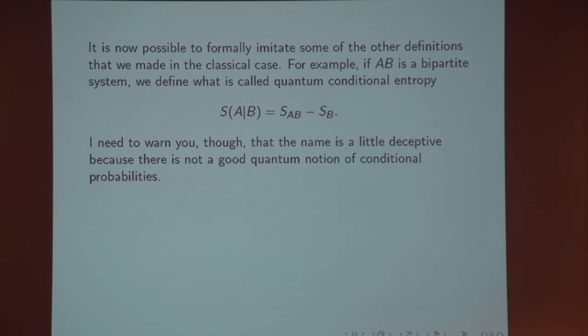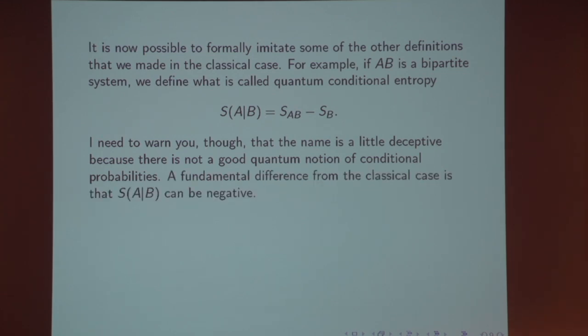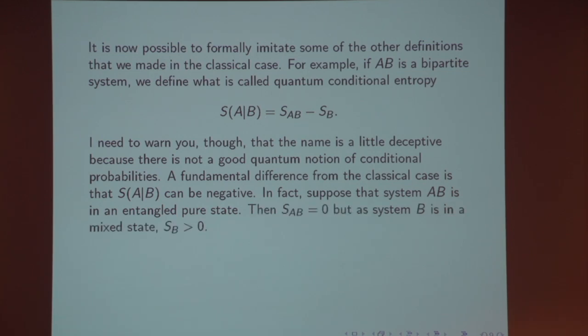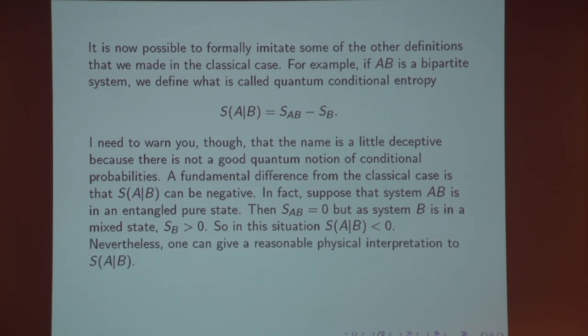Quantum conditional entropy isn't entropy conditional in anything. There isn't such a good notion quantum mechanically. And in fact, it's not necessarily positive. It can be negative. For an example, suppose that the system AB is in an entangled pure state. Then SAB is 0, but since the system B is in a mixed state, SB is positive. So SA/B is negative, which certainly shows that it's not a conditional probability distribution. It's not a conditional entropy in the classical sense. Nevertheless, you can give a reasonable physical interpretation to SA/B, which we may or may not have time for in this lecture. We'll see. I might come back to it.